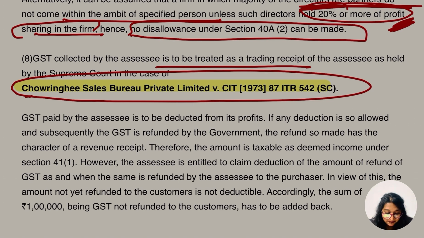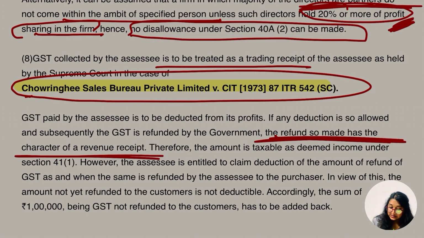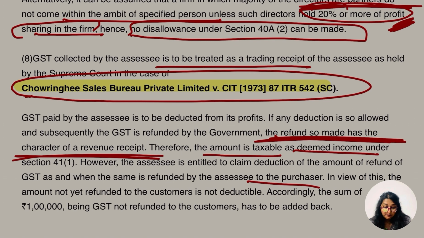So the GST paid by the assessee is to be deducted from its profit if any deduction is allowable, and subsequently if the GST is refunded by the government, the refund so made shall have the character of a revenue receipt. However, the amount is taxable as deemed income under section 41 subsection 1. However, the assessee is entitled to claim deduction on the amount of refund of the GST as and when the same is refunded by the assessee to the purchaser. In view of this, the amount not yet refunded to the customer is not deductible.